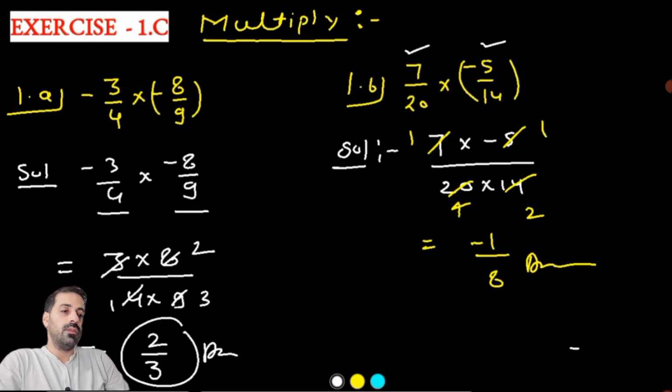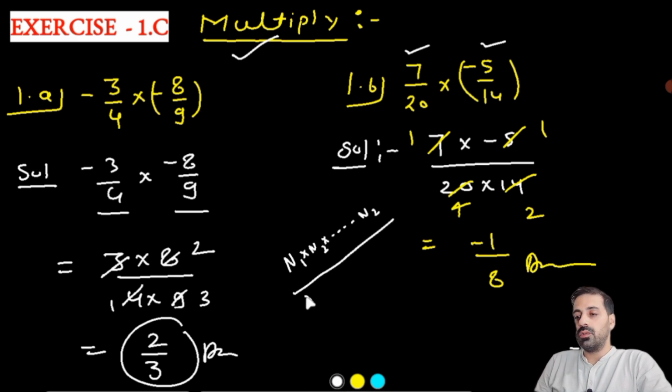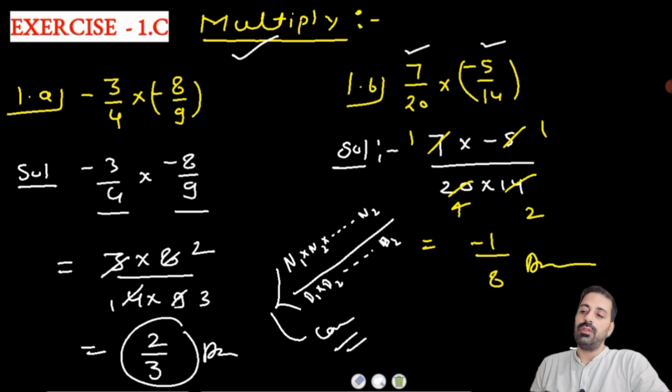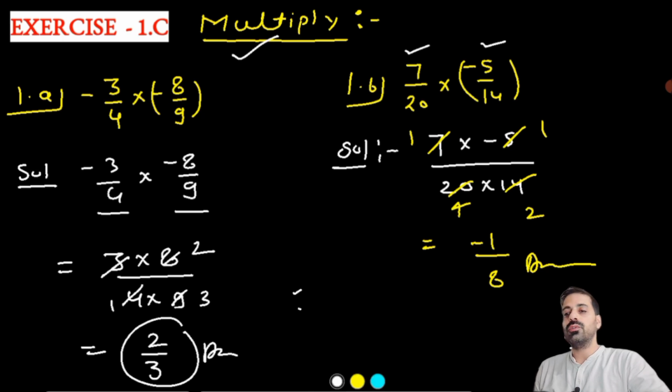Now the next question is given here, beta. Exercise 1c. We have to multiply here. So what is the logic of multiplication? First I'll tell you. First numerator multiplied by second numerator, so many numerators multiplied together, and all the denominators will be multiplied together. And after multiplying this, we have to cancel out the common factor. In the same manner, I apply this approach in solving the questions.